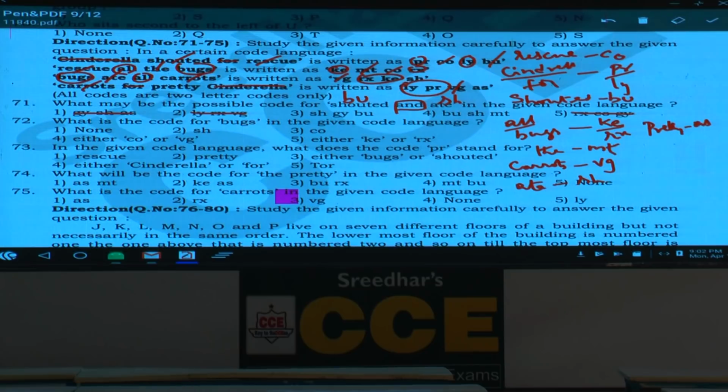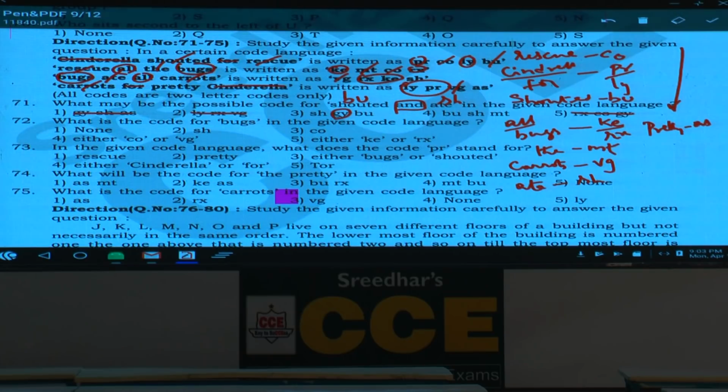Now we are left with 3 and 4. SHBU, SHBU. Then GY is left over and empty. Now tell me whether GY can be the code to the word end or not. Because GY is nowhere repeated in any one of these codes, hence it can be the code.